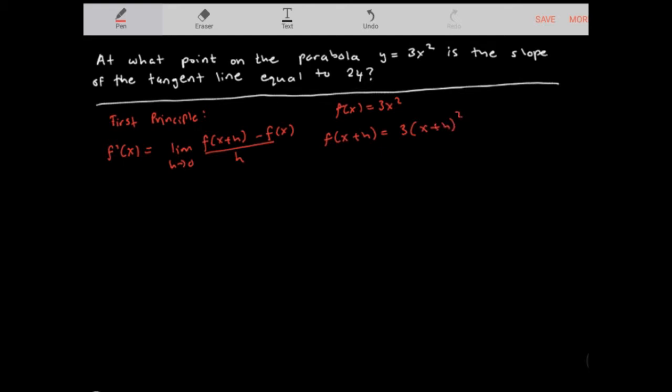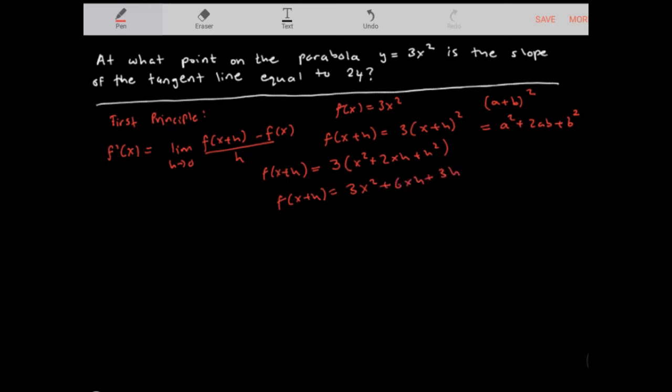Just to make your lives a lot easier, try to memorize this expansion, a plus b squared. It's a binomial expansion, and in this case, you would get a squared plus 2ab plus b squared. I'm going to utilize the same notion here for the x plus h, and if you expand it out, you should get x squared plus 2xh plus h squared. If you expand this out even further, you should get 3x squared plus 6xh plus 3h squared. So that's f of x plus h.